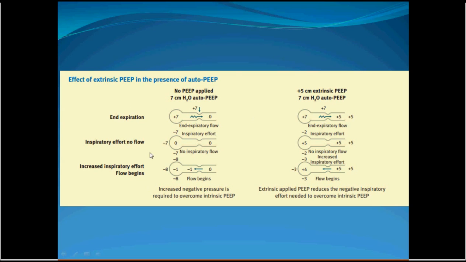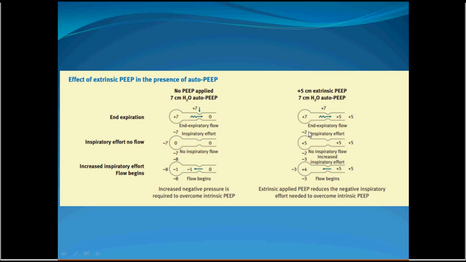So the patient is going to make an effort of -8 in order to trigger if the intrinsic PEEP is 7 and the triggering pressure is 1. So it is a large effort. If we put an extrinsic PEEP of 5 and he's having intrinsic PEEP of 7, in order to make a triggering of -1, he first has to make an effort of -2 to make this +5 and this +5. And if he adds another -1, this will be transmitted.